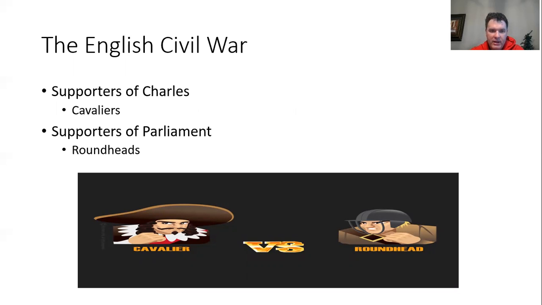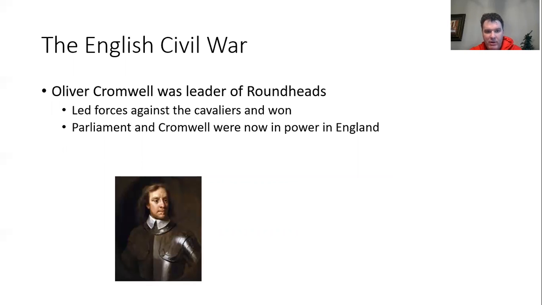The supporters of Charles are known as Cavaliers, and the supporters of Parliament are known as the Roundheads. And Parliament is going to be led by a gentleman by the name of Oliver Cromwell. And the Roundheads are going to win. The common people are going to win. They're going to revolt against the king, and they're going to overthrow the king. And this is unheard of in humanity, because no one's done this. They've always just replaced kings with kings.